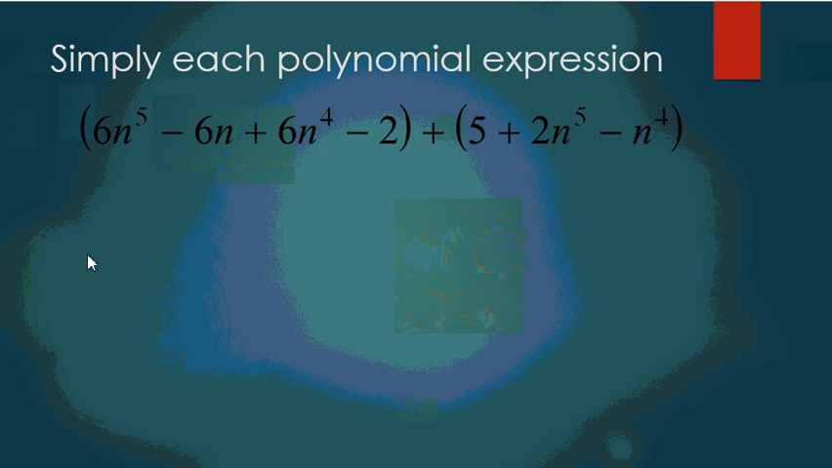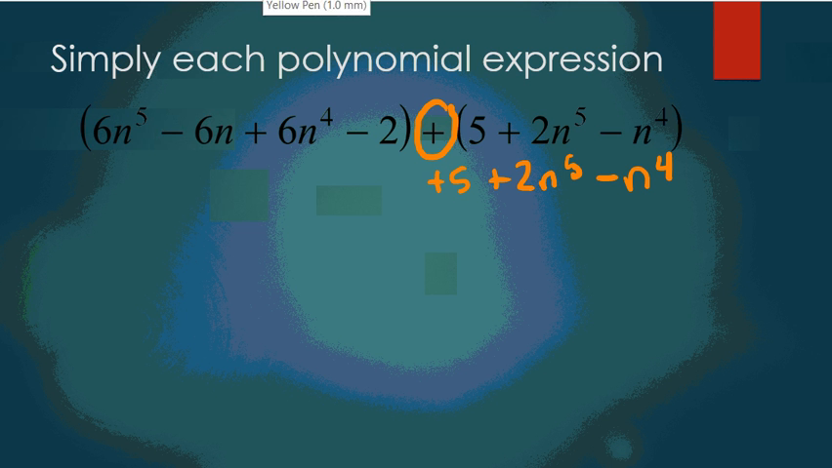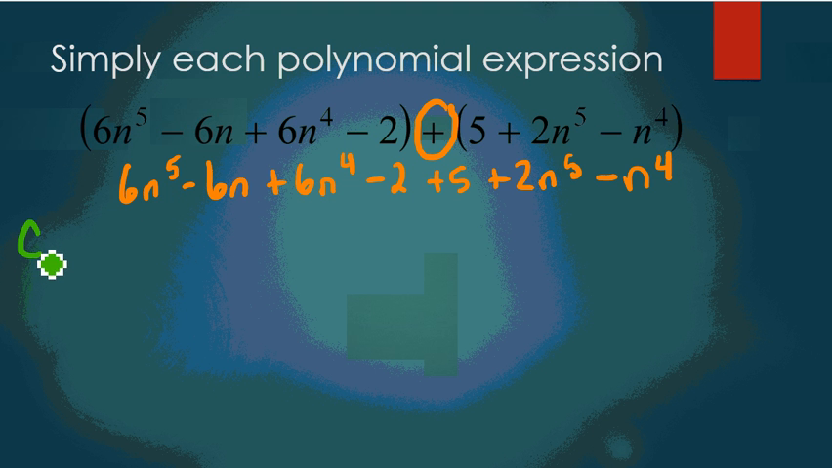All right, in this example, again, we need to simplify each polynomial expression. So the nice thing about this one, it has a plus sign in the middle. That plus sign means that I just have a plus 5 plus 2n to the 5th minus n to the 4th. All right, so now I'm going to bring down my other expression, the leading expression. So that's 6n to the 5th minus 6n plus 6n to the 4th minus 2. And now I have a complete expression. So we're going to combine like terms now.